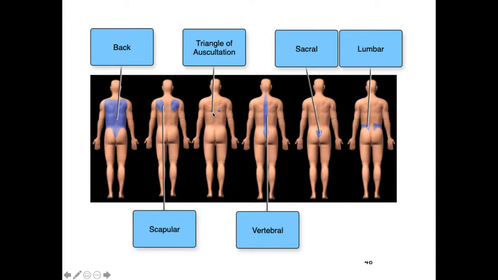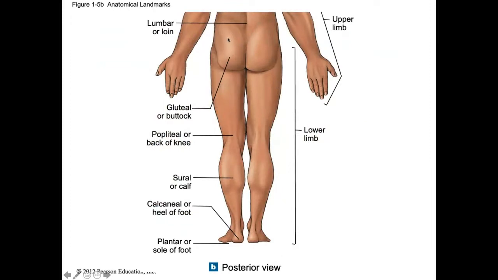At the inferior angle of it, there's a little triangle called the triangle of auscultation. This term auscultate is to listen with a stethoscope. So when we put our stethoscope here and have a patient inhale and exhale, it's one of the areas that allows us to hear the lung sounds. It's the triangle of auscultation. Here's the vertebral region. Here's the sacral region, and here is the lower back or lumbar region.